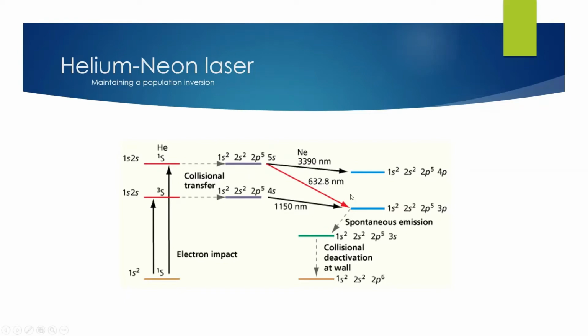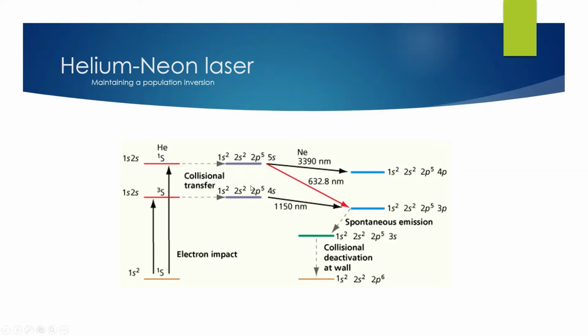So here we see a red line. This is the red that we see from the red laser pointer. So all the red we see is due to this 2p5 5s to a 2p5 3p configuration for neon. Then this very rapidly and spontaneously emits another wavelength of light down to 3s, and then this collides with the wall or some other molecule and goes back to the ground state.